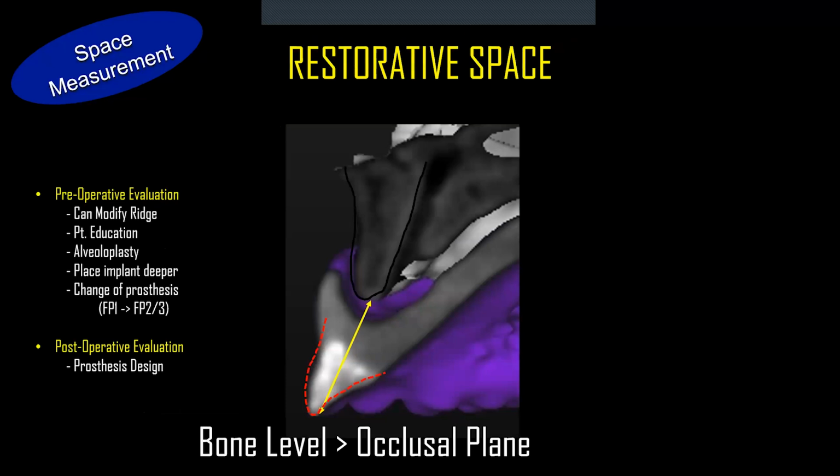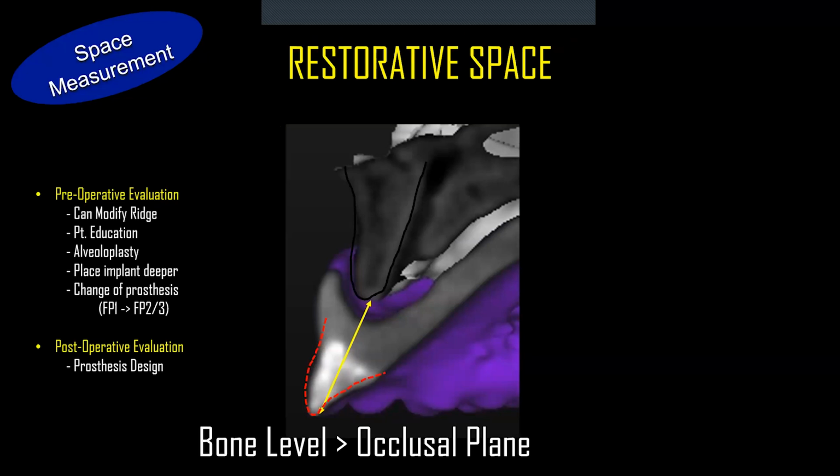The benefit of this space measurement is we're able to modify the ridge. So if we're evaluating the restorative space prior to implant therapy, we're able to modify where that bone is on that ridge through alveoplasty or osteoplasty to create adequate restorative space here. We're also able to educate the patient and let them know we need to remove a little bit of bone here to create space for our restoration, whether we're hiding the transition line, gaining adequate width for our implant position, or just getting enough space for our final restoration.